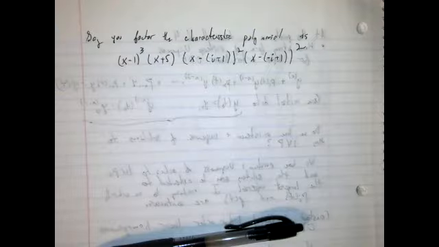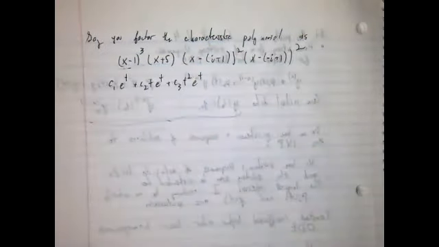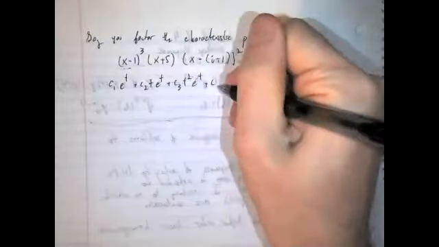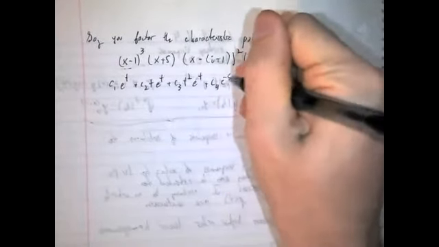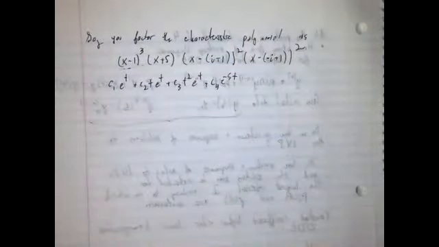I think I have it. Okay, so what shall we have? C1 e to the t plus C2 t e to the t plus C3 t squared e to the t. Yep, that takes care of these three roots. And plus C4 e to the negative 5t plus C5 e to the t cosine of t plus C6 e to the t sine of t.